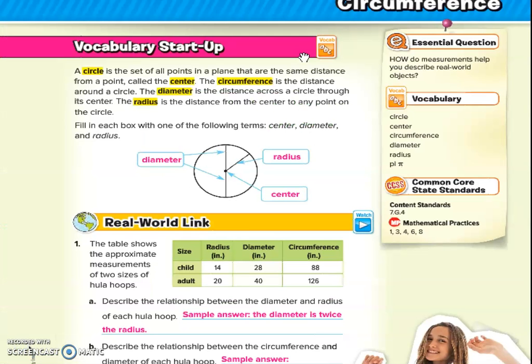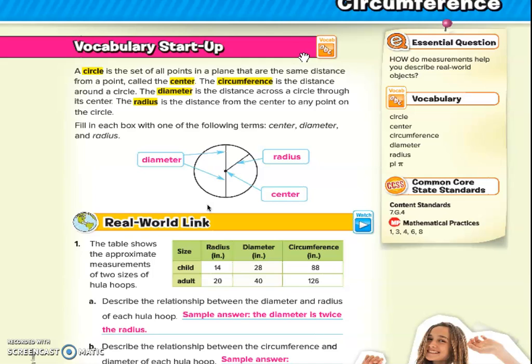Okay, so here are our answers. Our diameter is the line here that goes all the way across. Our radius goes from the center point to the outside edge of the circle. And there we have the center point. Some of you may have noticed that the relationship between the diameter and the radius is that the diameter is twice as much as the radius.